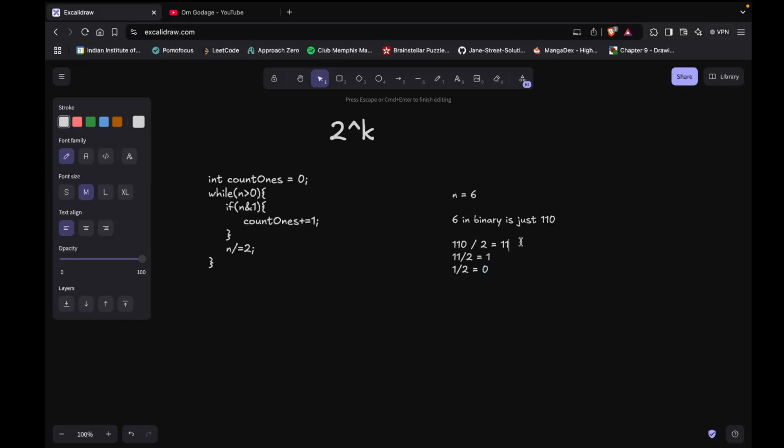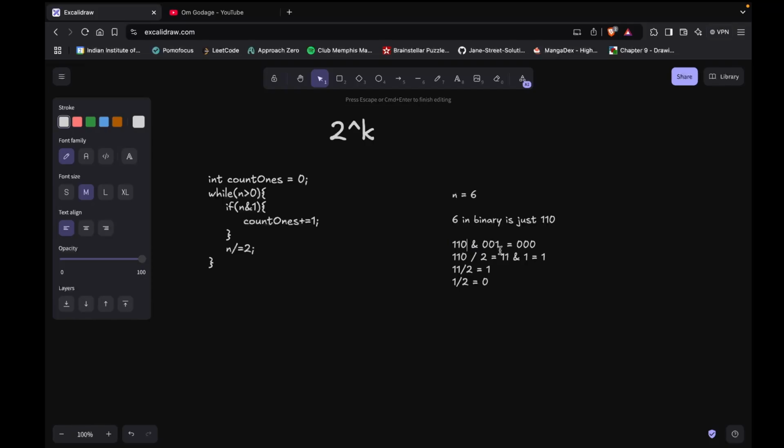Okay, so now with this number, what do you do? You take the bitwise AND with 1. So when you do 1 and 1, you get a 1. Okay, I missed the first one. So first you have 110. When you take the bitwise AND of 110 and 1, you can assume that you are taking the bitwise AND of these two numbers. So 0 and 1 will give you a 0. 0 and 1 again gives you a 0, and lastly 1 and 1 gives you a 1.